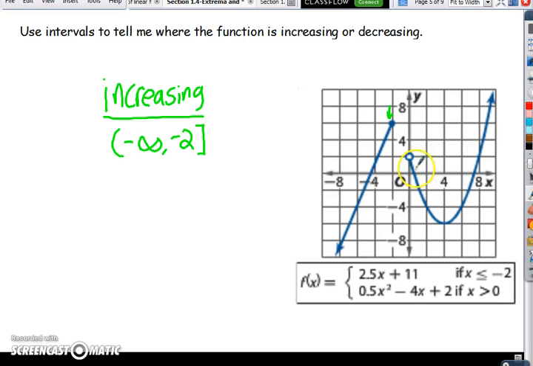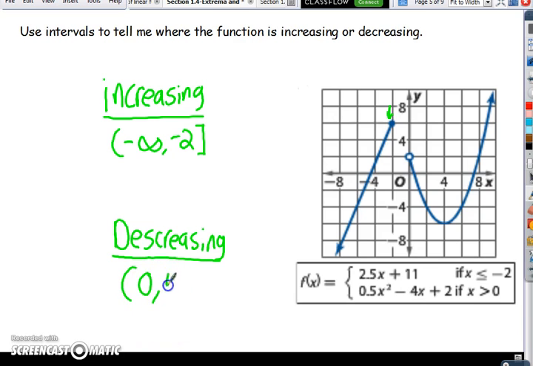Now, from here, I jump to 0, and I go from left to right. I go down till I hit right there at 4. So that is decreasing there, because as I move from left to right, my y value gets smaller. So I am decreasing from my point 0 all the way up till I get to 4. And I include 4 because it's a point on my graph that I can obtain.